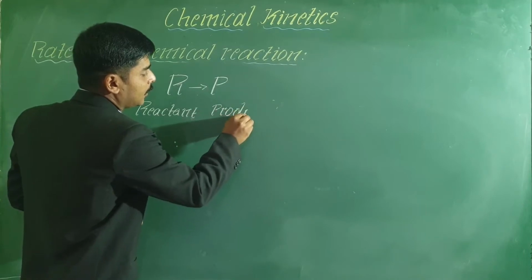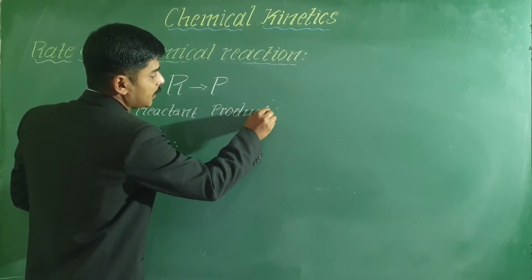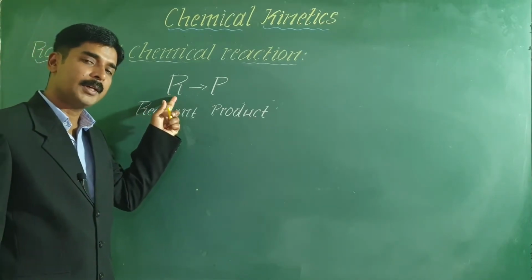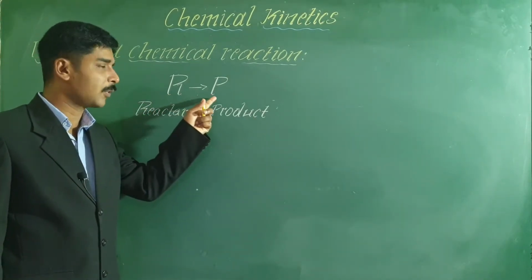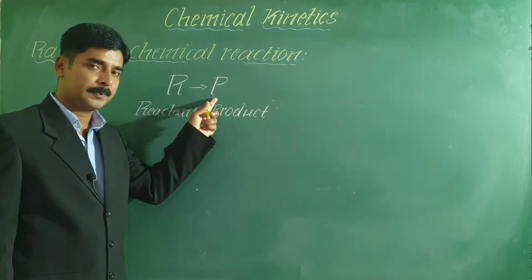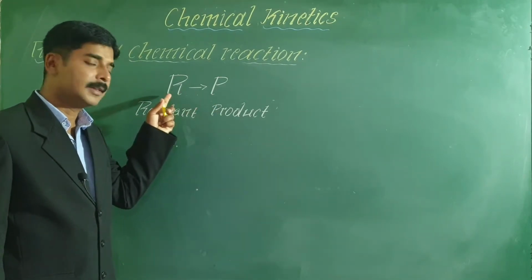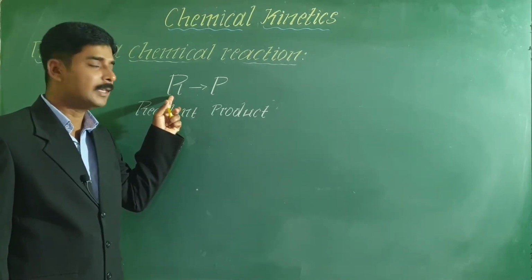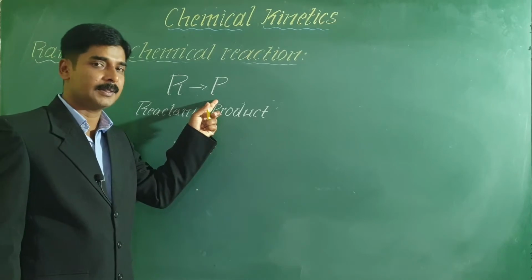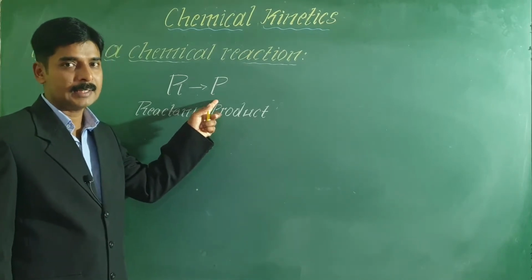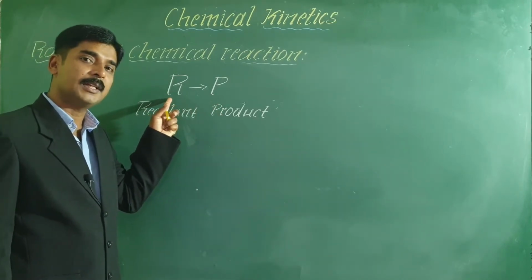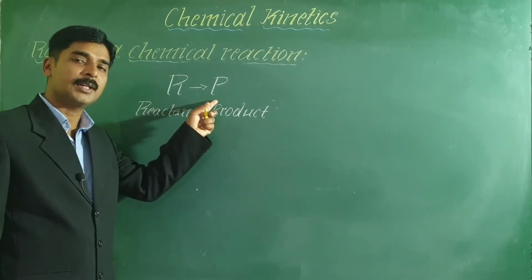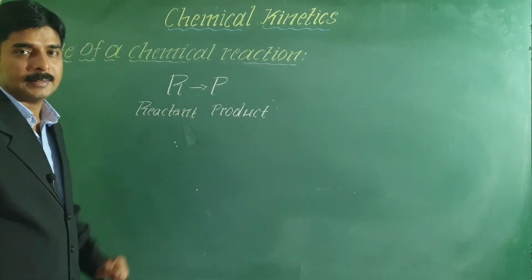During the progress of the reaction, the reactant R is consumed continuously and product P is formed. In other words, the reactant R disappears from the reacting vessel and the product P appears in the reacting vessel. That is, the concentration of the reactant goes on decreasing and the concentration of the product increases.